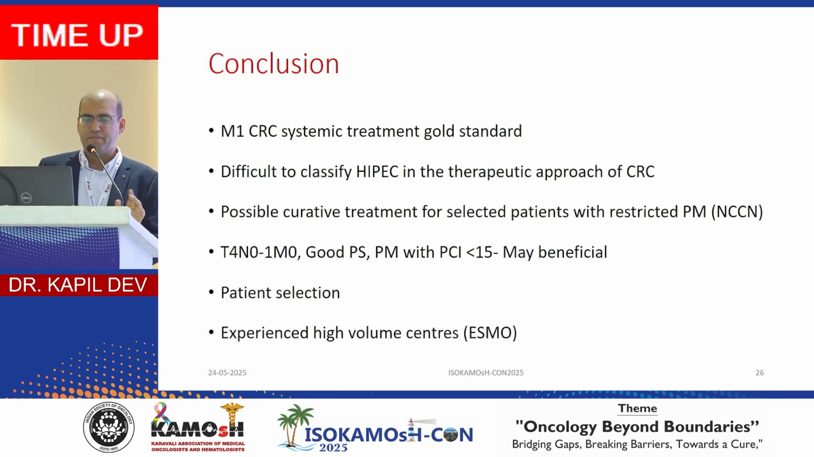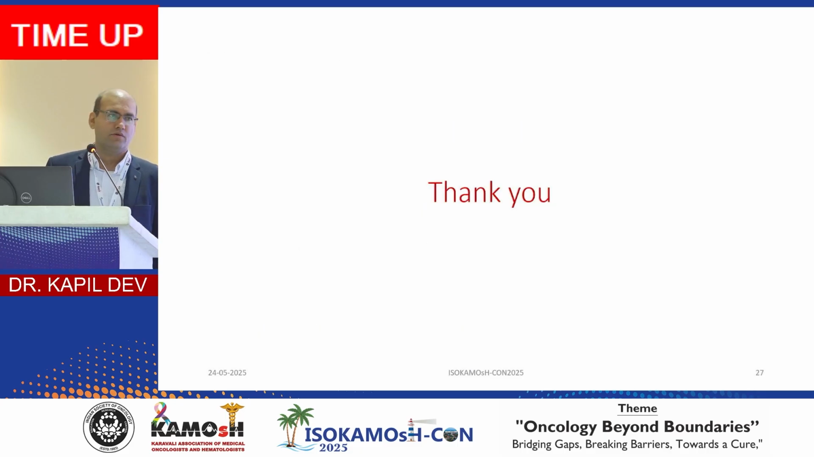So my conclusion is that for metastatic colorectal cancer, systemic treatment is still the gold standard, and it is very difficult to classify the HIPEC procedure for colonic metastasis to the peritoneal surface in the therapeutic approach. NCCN also stated that it is a possible curative option in selected patients. With good performance status, limited PCI, and good patient selection, we can go for HIPEC at higher centers where experience should be high. So thank you.